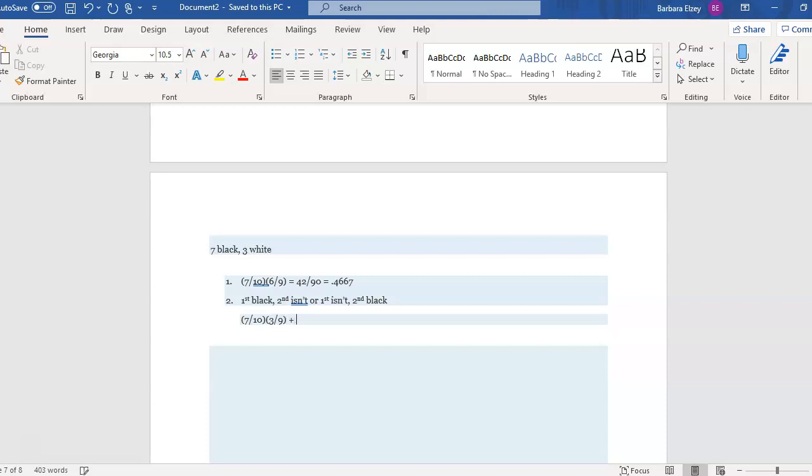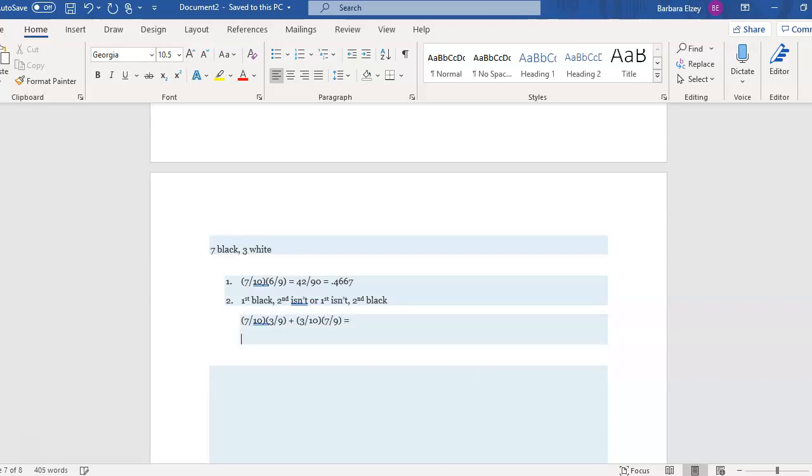Now, let's go to the second scenario. We reach in, we get something that's not black. So the probability of getting something that's not black is 3 out of 10. And then we actually get that white marble the first time, and we leave it out of the bag. So now when we reach in, what's our probability of getting a black? Well, there's still 7 black in there, but only 9 marbles left.